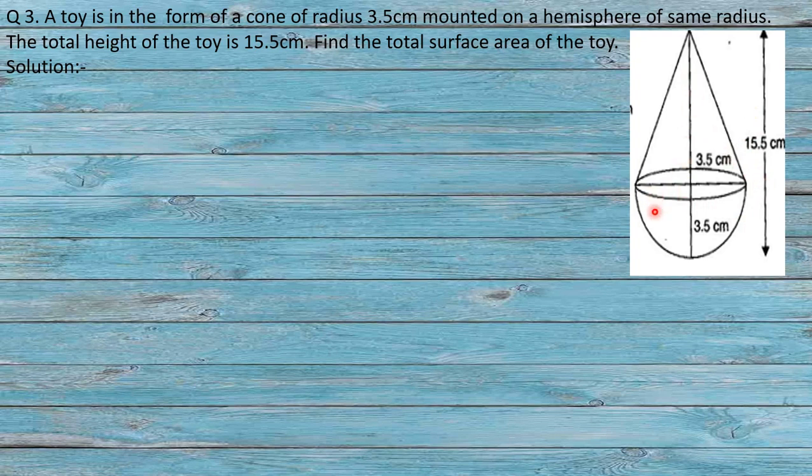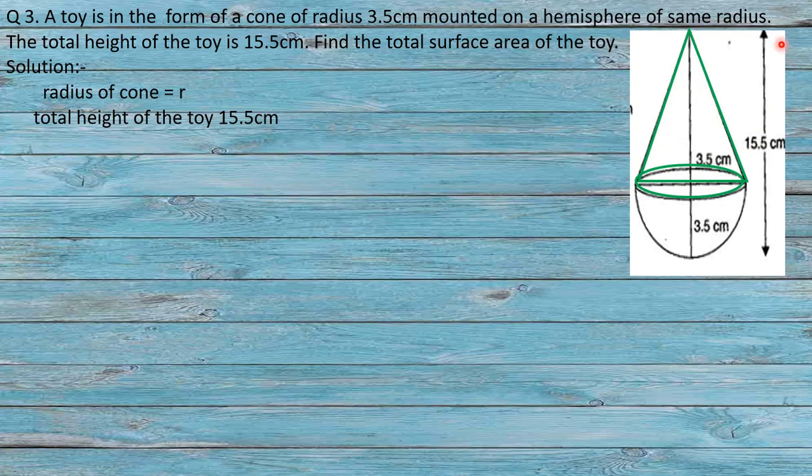Now this figure is a combination of a cone and a hemisphere. What we have to find is the total surface area, that is the boundary of this hemisphere and the lateral, or curved, surface area of this cone. First of all, the radius of both shapes, the cone and the hemisphere, is the same, given as 3.5 centimeters. So here this one is the cone, whose radius is 3.5 centimeter.